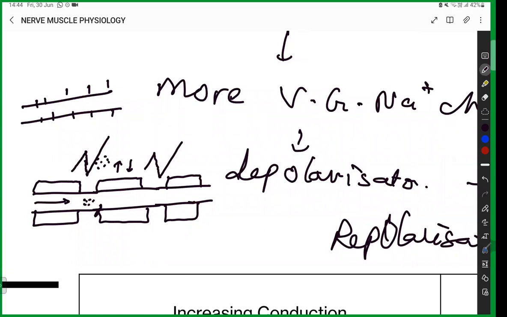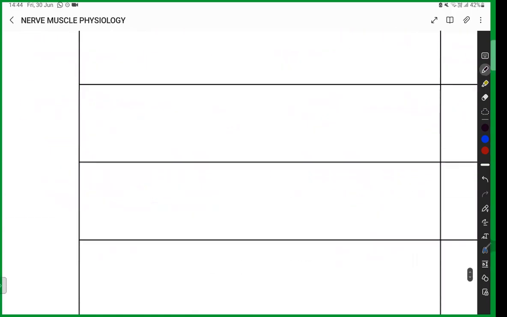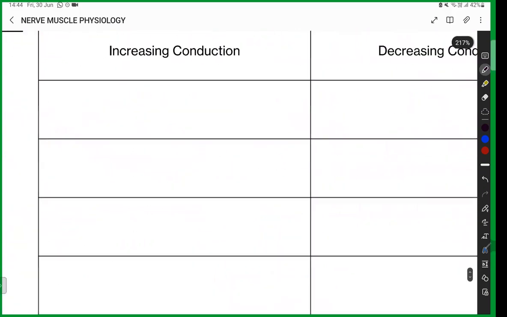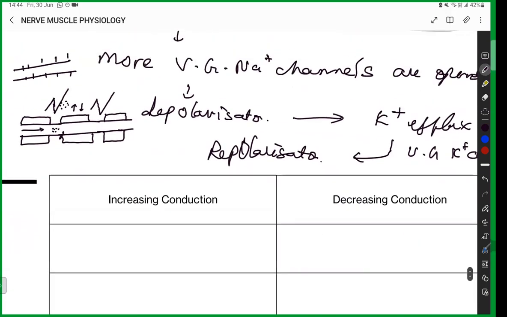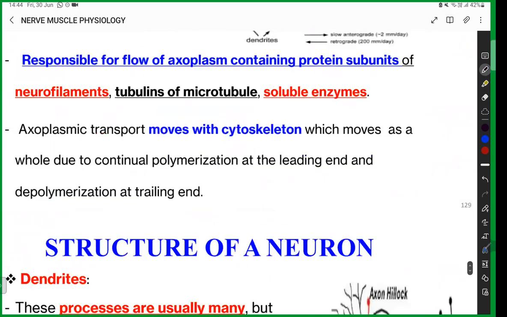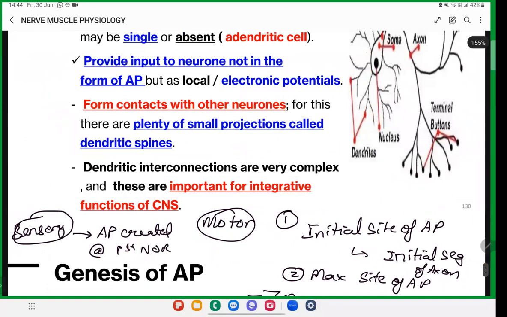Now tell me, I'll give you a few conditions before I move towards the factors that are going to increase or decrease the conduction. I'll give you a few important concepts. Listen, bear with me, listen along with me carefully. Now remember, I'll give you certain conditions.